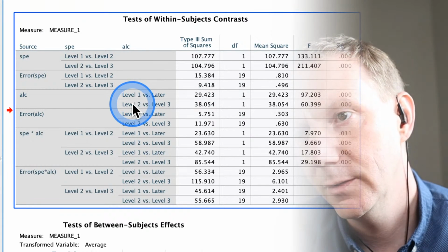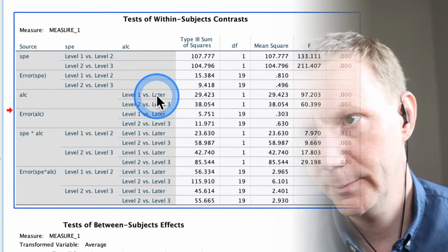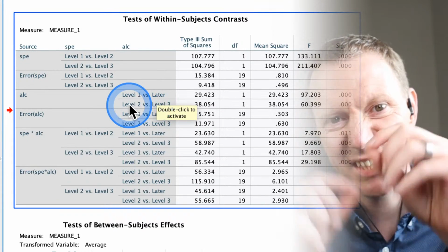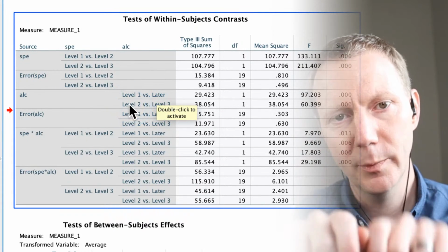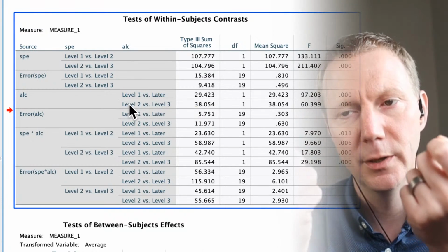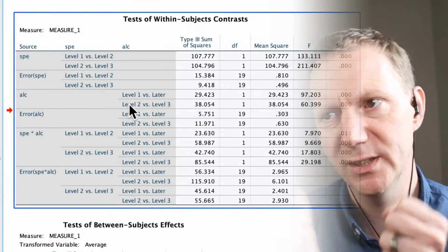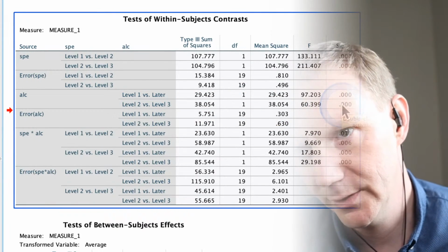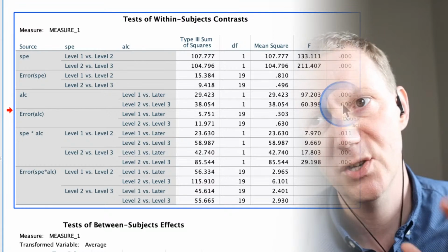And the later part, which is level 2 and 3, in the second contrast that you perform, you split these up. So you're now looking at level 2 versus level 3. And also here we find that there's a significant difference. All clear so far, right?